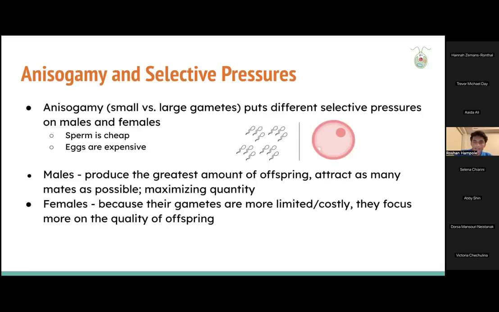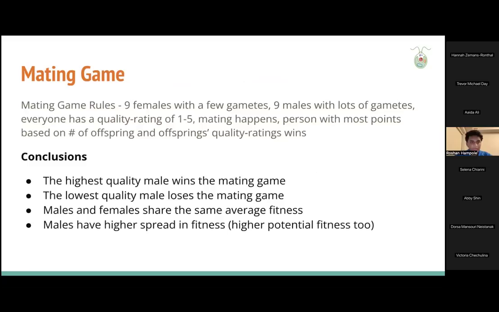Okay, next slide. Okay, so the mating game in lecture, I'm just going to quickly summarize it. So there's nine females with a few gametes, nine males with lots of gametes. Everyone receives a quality rating from 1 to 5. Mating happens, and at the end of the game, the person with the most points based on the number of offspring and based on the offspring's quality ratings will win.